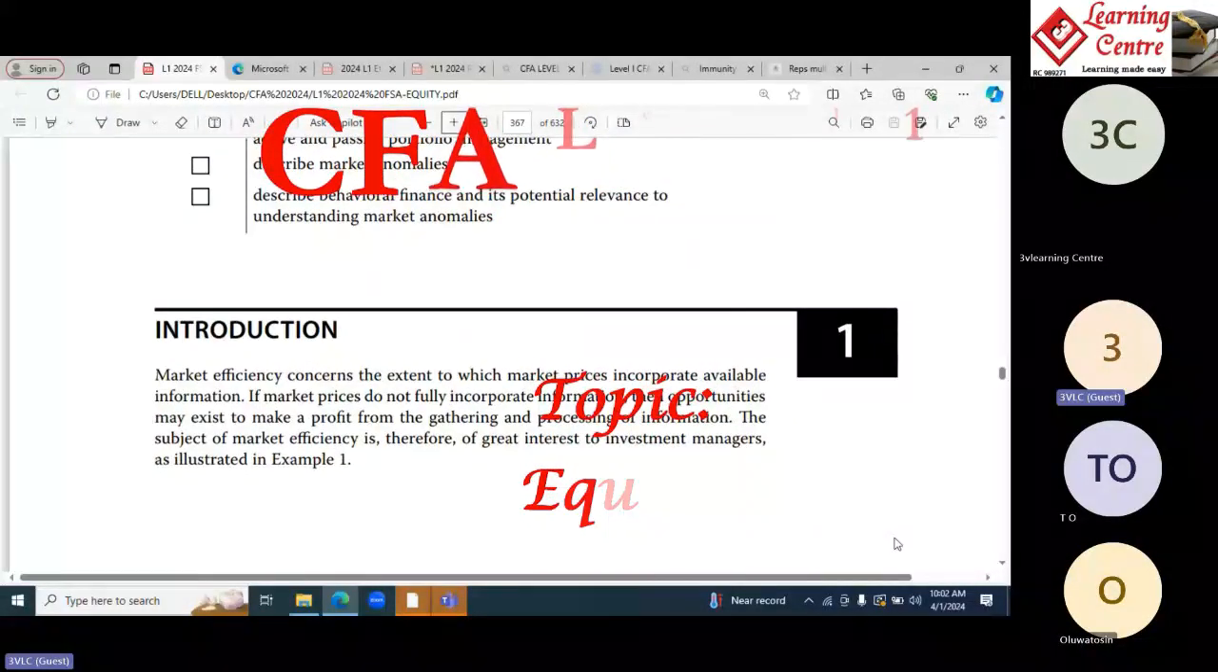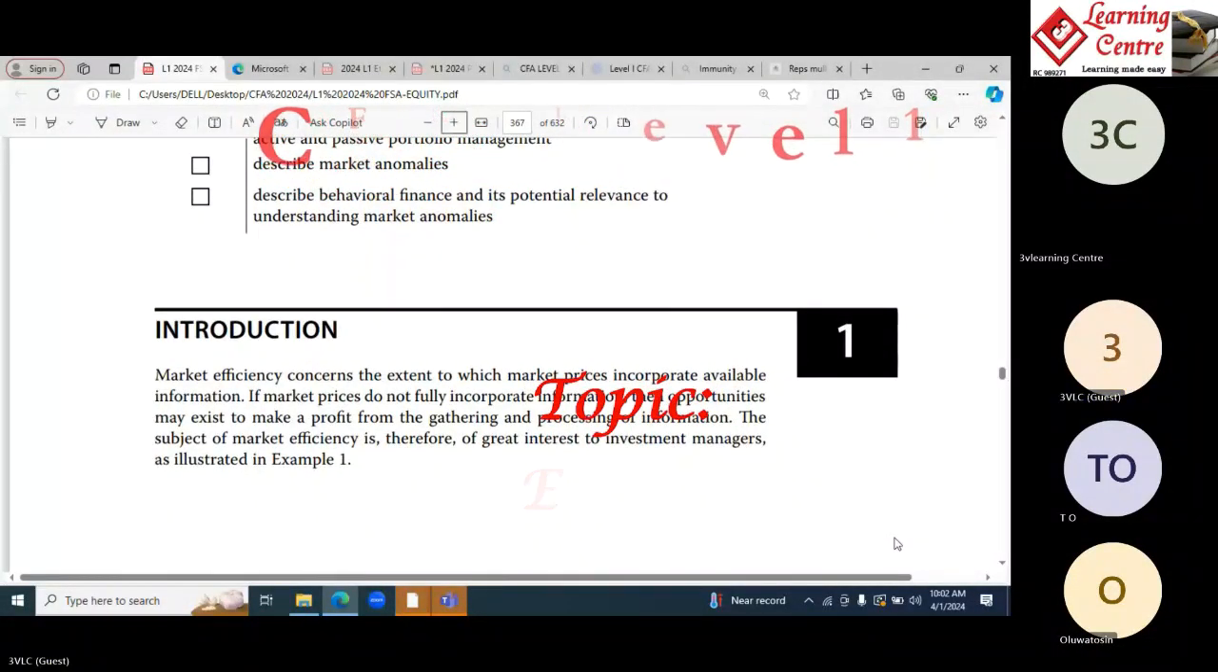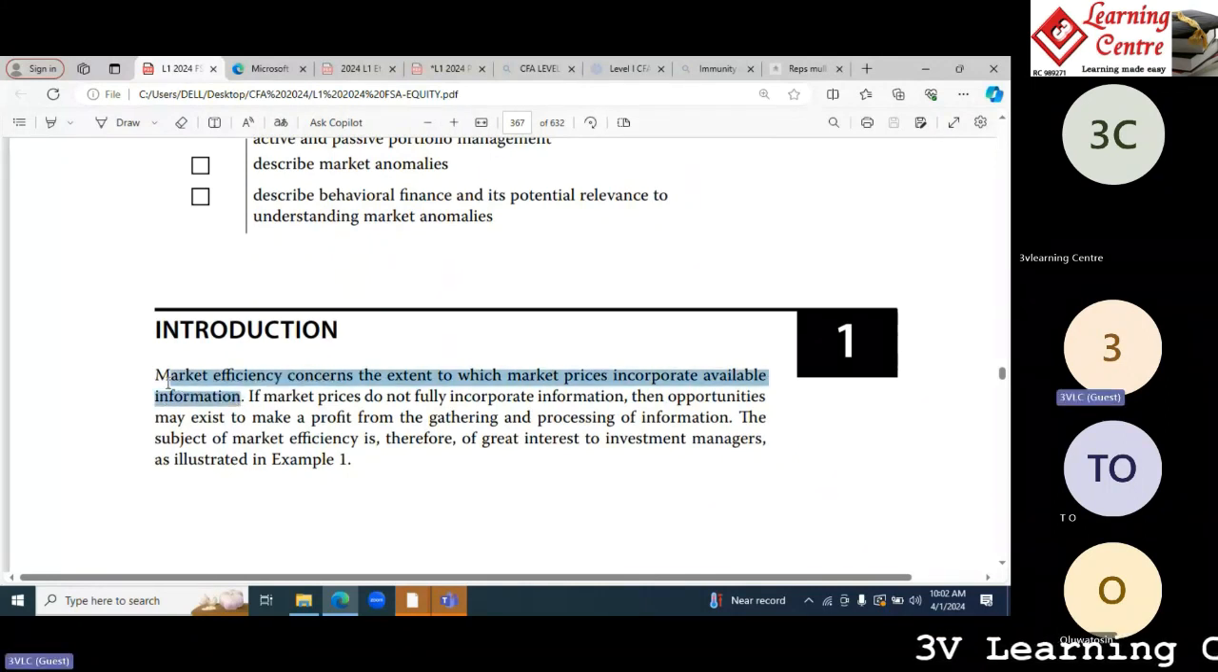So what is market efficiency about? Market efficiency concerns the extent to which market prices incorporate available information. So what do we mean by that? I just read this out to you guys. So what do we mean by this?